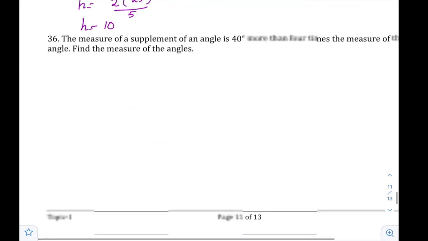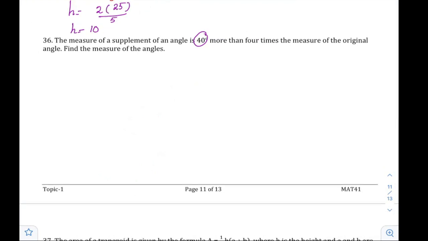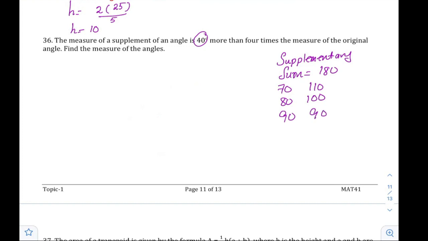The measure of a supplement of an angle is 40. What is the meaning of supplement? Angles are supplementary if their sum is equal to 180. يعني مثلا 70 and 110 are supplementary angles. 80 and 100 are supplementary angles. 90 and 90 are supplementary angles.